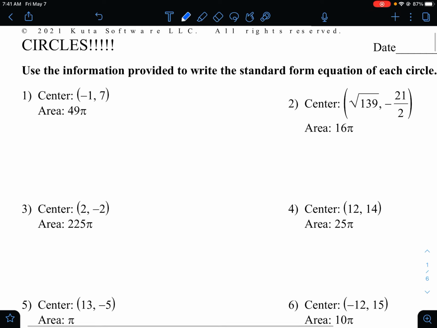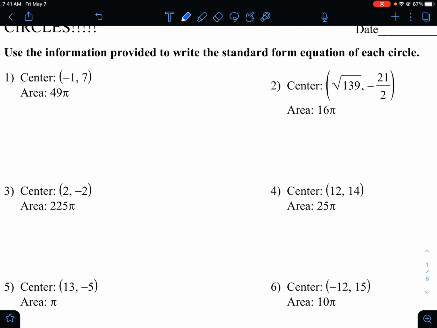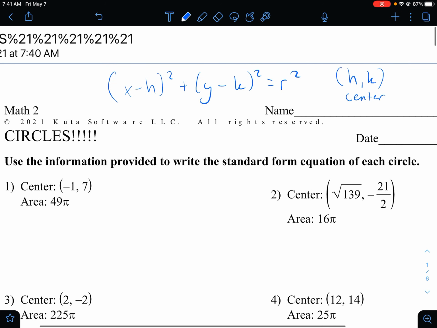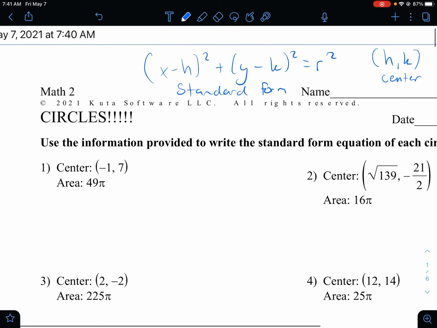So the first one says use the information provided to write the standard form equation of each circle. I didn't really specifically say this is standard form. There's another form called general form of a circle, which is just another way to write the formula. However, standard form tends to be really convenient for graphing, so that's why we're starting out with that one.